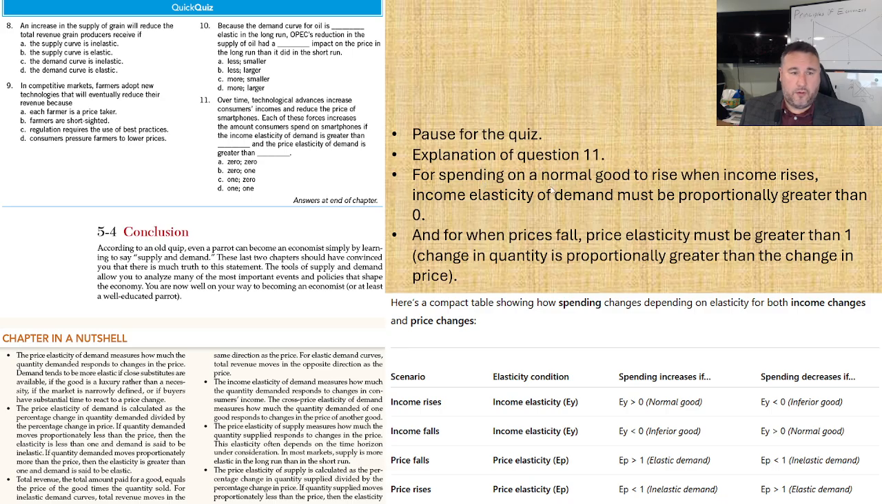For spending on normal goods to rise when income rises, income elasticity of demand must be greater than 0. And for when prices fall, price elasticity must be greater than 1. So the change in quantity is proportionally greater than the change in price.